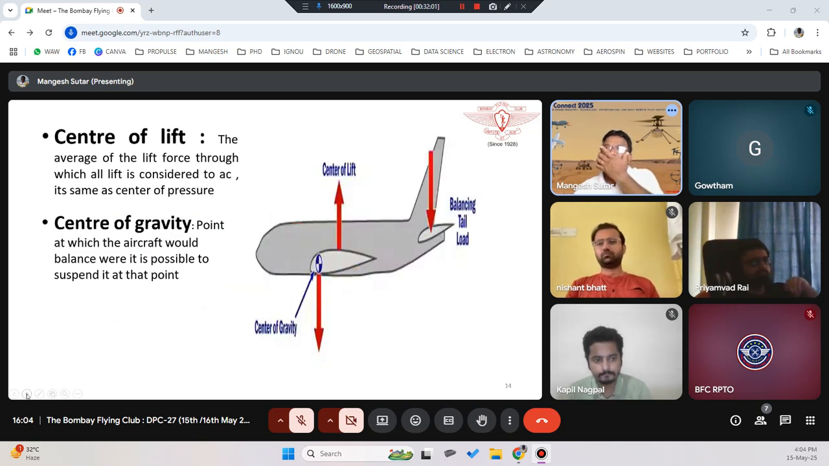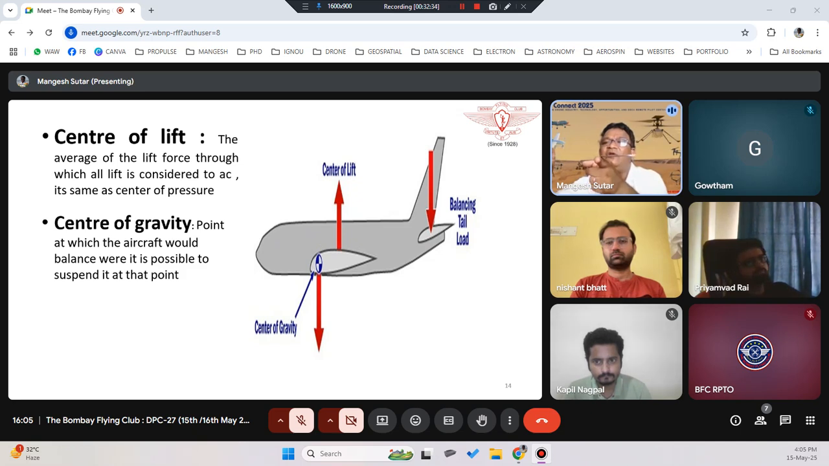No? Okay, so as I am flying the aeroplane, the center of lift is the average of the lift force through which all the lift is considered to act. It's the same as the center of pressure. So there will be a center of lift, and there is also something called the center of gravity. Center of gravity is with respect to the weight. The more weight we add to the aeroplane, the center of gravity will change. Like if you have a fulcrum in your hand, like this, and you try to balance it, you have to balance, right?